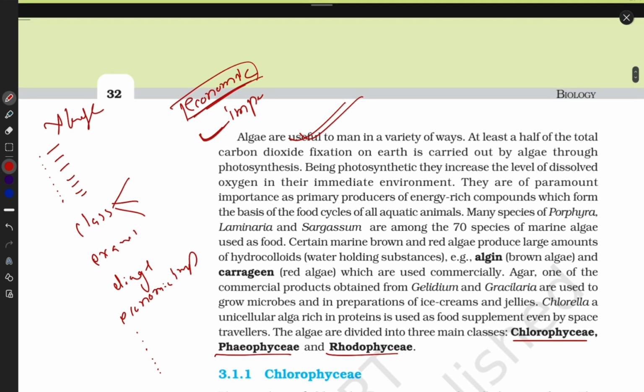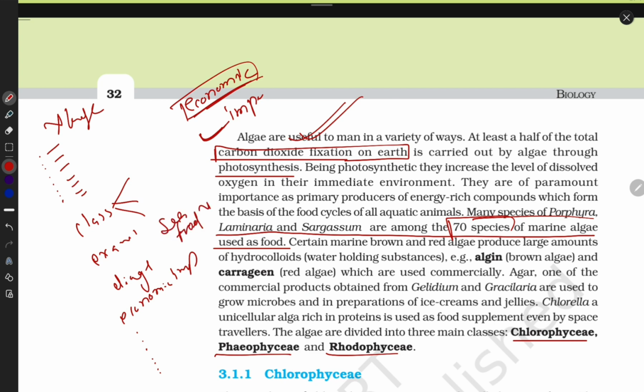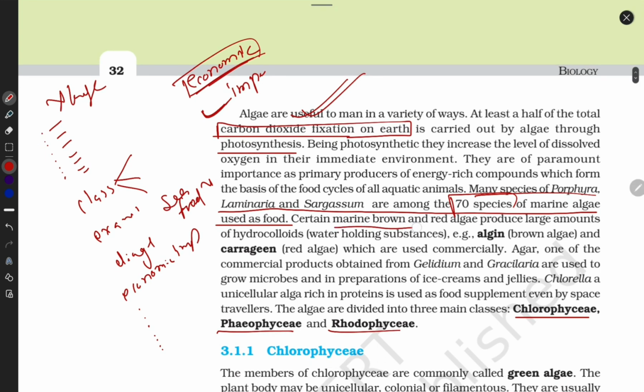Guys, what is the importance of algae? They do CO2 fixation and balance CO2 on earth. They are helpful in photosynthesis. We can eat them: many species of Porphyra, Laminaria and Sargassum are among the 70 species of marine algae used as food. You know the Chinese and Japanese depend on seafood, so they take algae also. It is highly nutritious, and they can balance the environment.